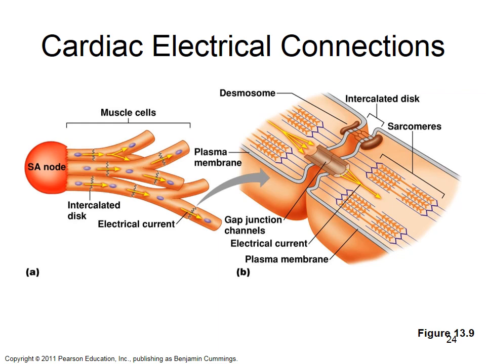Okay? Every time your heart fills with blood, it stretches, right? And you don't want the blood to leak out between the cells, right? So hence, we've got desmosomes to keep those two cells adjacent to one another so that blood's not leaking in between them.